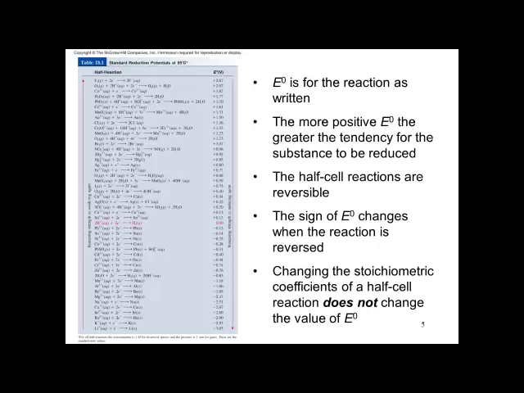The half cell reactions are reversible. If you reverse a reduction, remember you get an oxidation. The sign of E0 changes when the reaction is reversed. It becomes from positive to negative or negative to positive. And very important, changing the stoichiometric coefficients of the half cell reaction does not change the value of the E0.